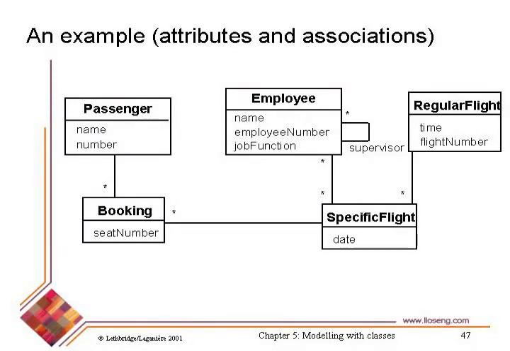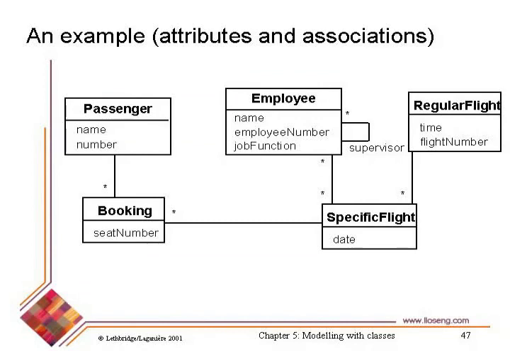Regular flights have a time that they go every day, and a flight number that is the same every day. Whereas a specific flight is the occurrence of that flight on a particular day. And this is what passengers book on. Passengers book on a particular flight as opposed to the general flight that goes day after day after day. You've got to tell people what day it's going to go on.